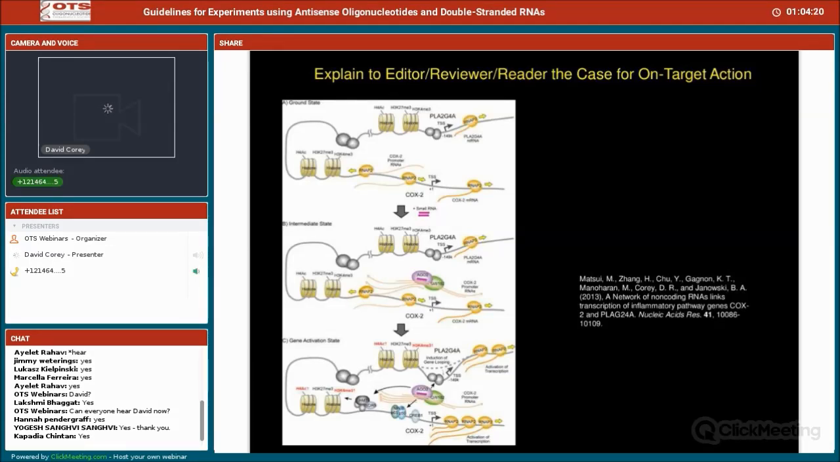So several years ago, my laboratory published a complicated piece of work, and you can see the schematic up here, showing that a double-stranded RNA targeted to the promoter region of the cyclooxygenase 2 gene could bind to a non-coding transcript and not only activate expression of cyclooxygenase 2, but also expression of the neighboring gene, PLA2G4, that encodes an enzyme that makes COX-2's substrate.